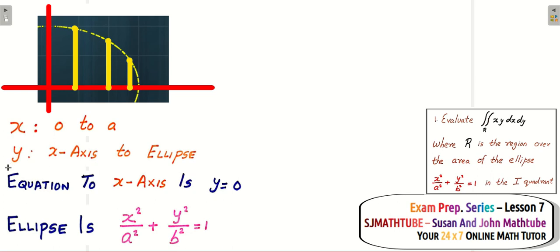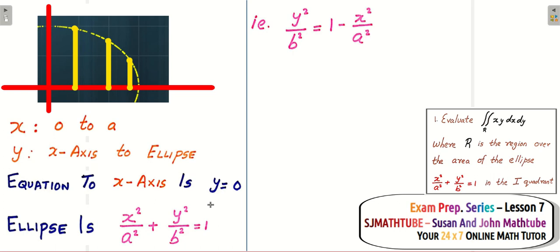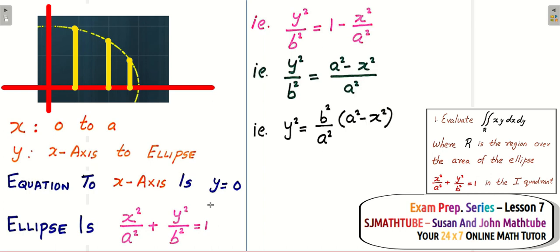Now I want the limit of y. So what I do is, using this equation, I will extract the value of y. See, y square by b square equal to 1 minus x square by a square, and that means y square equals b square by a square into a square minus x square, and that gives me two options. y is plus or minus b by a into root under a square minus x square.